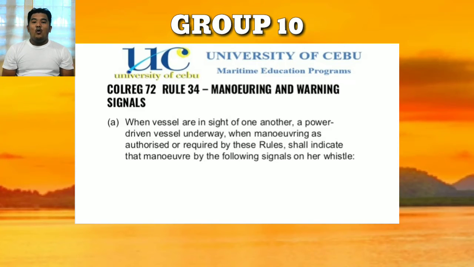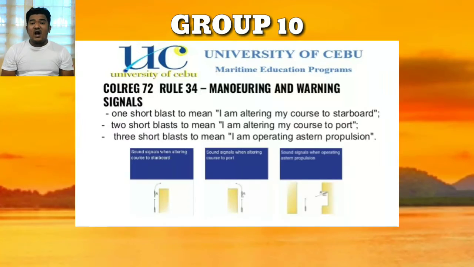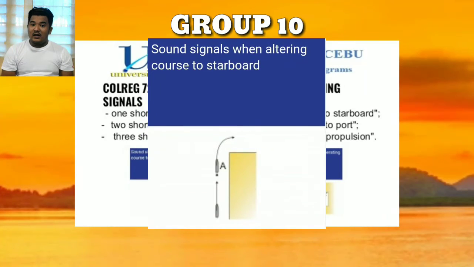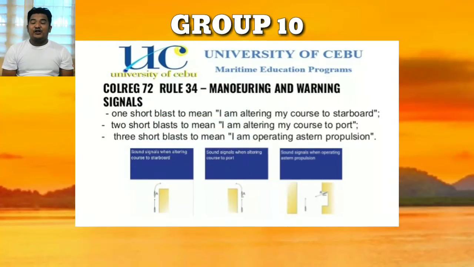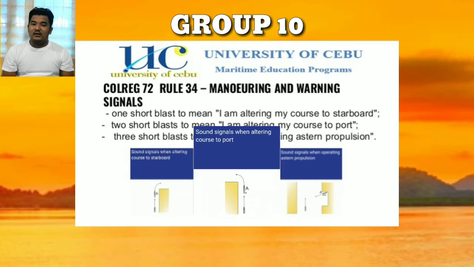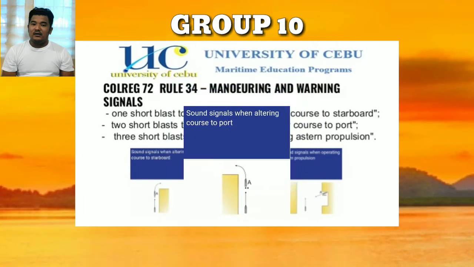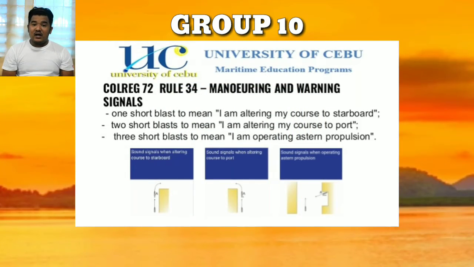Paragraph A. When vessels are in sight of one another, a power-driven vessel underway, when maneuvering as authorized or required by these rules, shall indicate the maneuver by the following signals on her whistle. One short blast means I am altering my course to starboard side. Two short blasts mean I am altering my course to port side. Three short blasts mean I am operating astern propulsion.